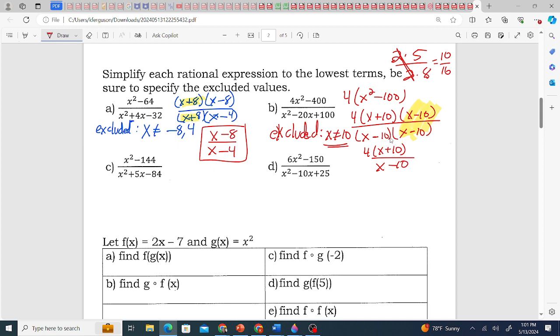Now, on the bottom over here, I only have negative 10. So that's why my excluded value is only positive 10. Because if I put in a negative 10 on the bottom, I get negative 10 minus 10. That's negative 20. That's okay. And negative 20 times negative 20 is positive 400. That's okay. I can do that.